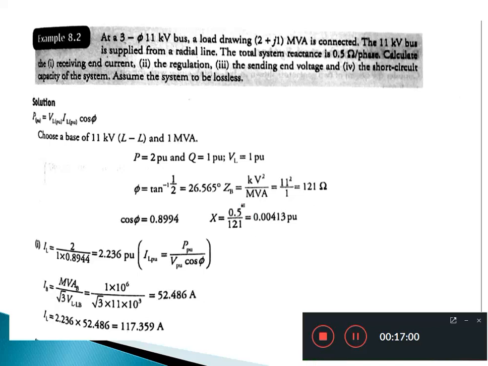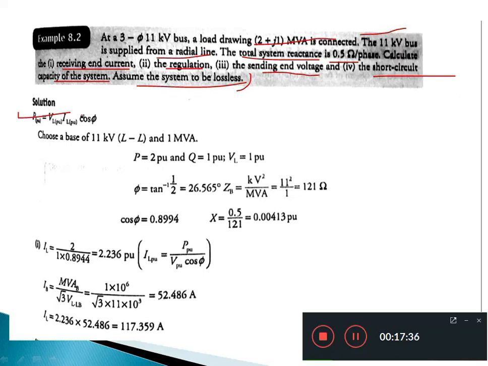Similar type, next problem. A 3-phase 11 kV bus has a load drawing 2 plus j1 MVA, that is the power in terms of MVA. The 11 kV bus is supplied from a radial line. The total system reactance is 0.5 ohm per phase. Calculate receiving end current, regulation, sending end voltage, and short circuit capacity of the system. Assume the system is lossless. So we know the power equation P is equal to VI cos phi. Choose the base of 11 kV at 1 MVA.